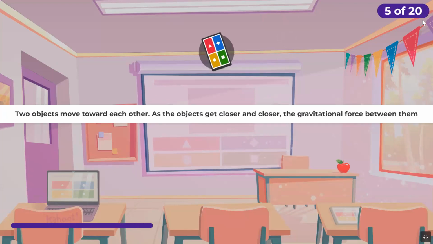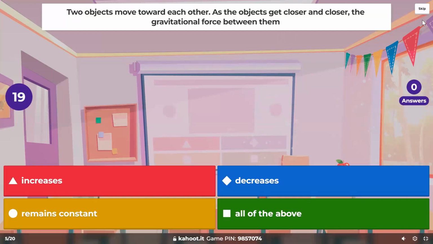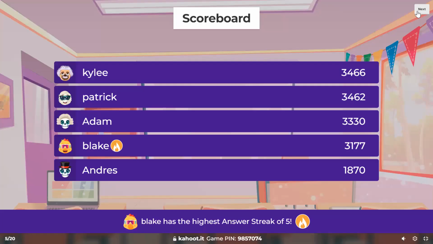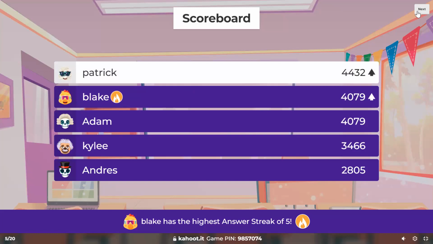Two objects move toward each other. As they get closer, the gravitational force between them does what? Yeah, increases, right? If two objects are crazy far away from each other, gravity feels really weak. The gravity force between Earth and Mars is almost nothing, it's negligible. But Earth and the Moon, ooh, that's enough to hold the Moon in orbit. And then you and the Earth, you're on the surface. So the closer you get, the more the gravity force. The further away, the less gravity force.